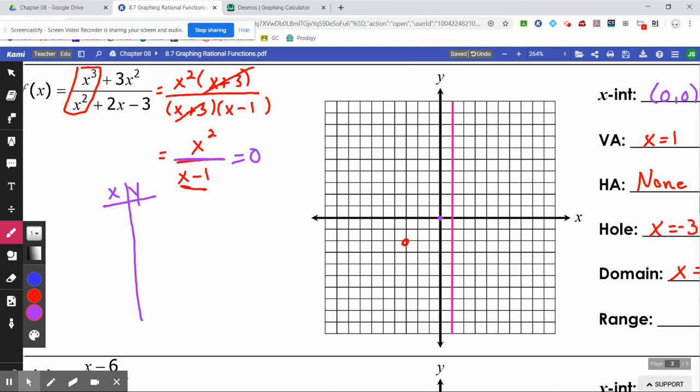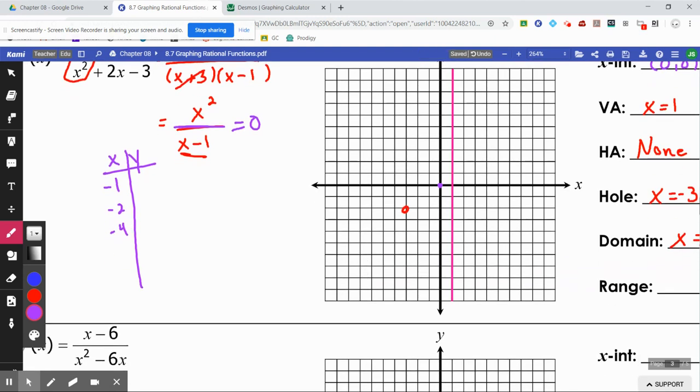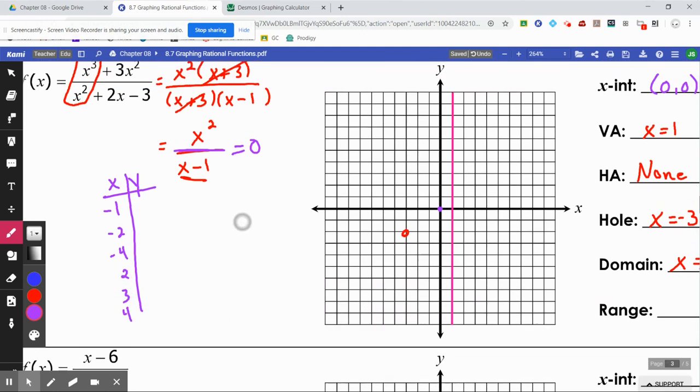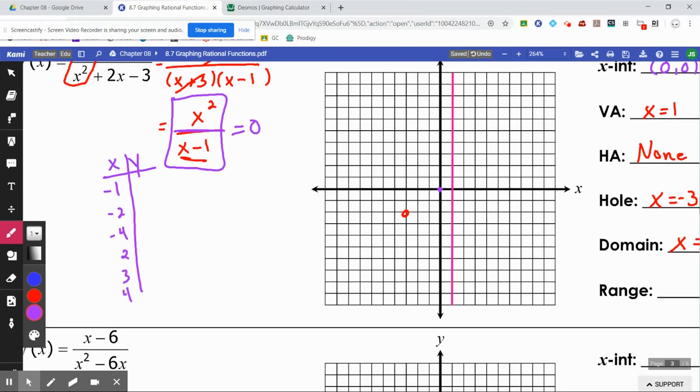We've already plugged in 0, maybe negative 1, negative 2. We've already plugged in negative 3. So maybe negative 1, 2, and 4. And then some to the right of the asymptote line, maybe 2, 3, and 4. And we're just going to plug those in. You don't have to plug it into your original. You can plug it into this simplified version. And here's what you're going to get.